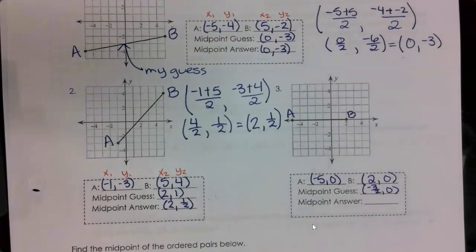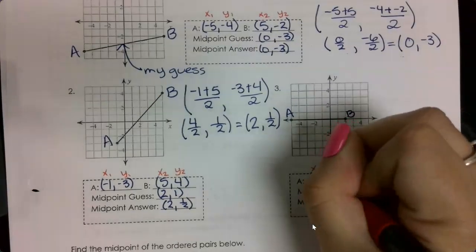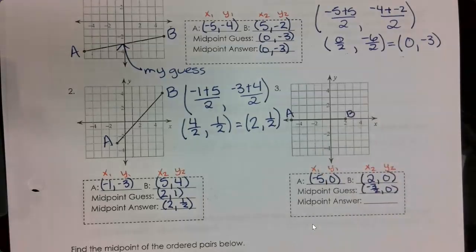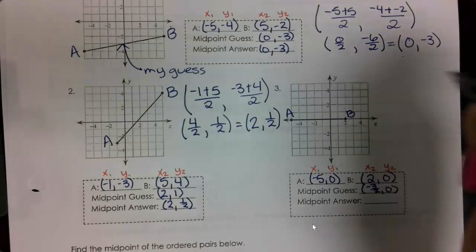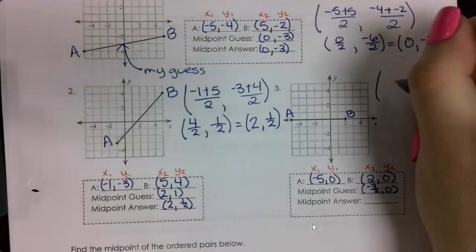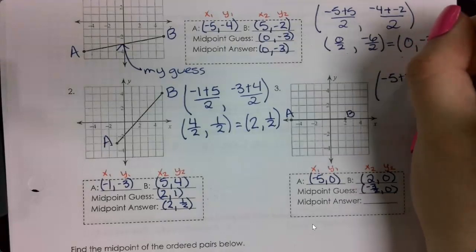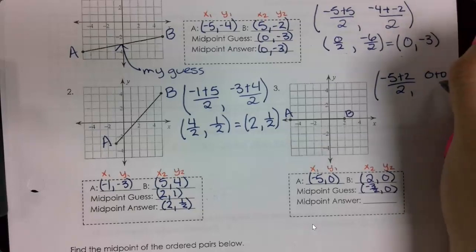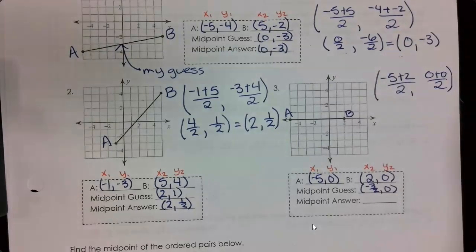Okay, so plugging into my formula, I have to first label my x sub 1, y sub 1, x sub 2, y sub 2. So then I'm going to have negative 5 plus 2 divided by 2, and then 0 plus 0 divided by 2.